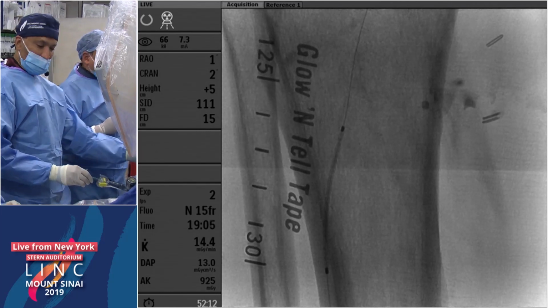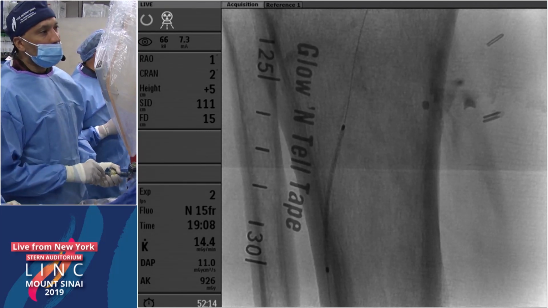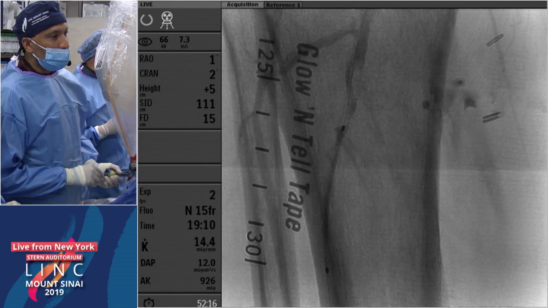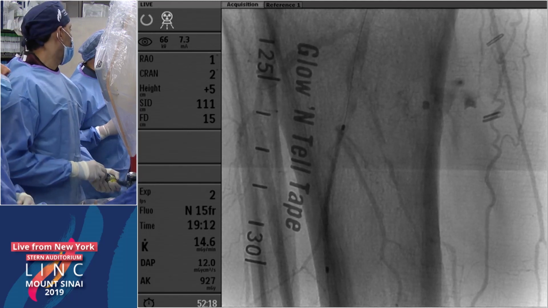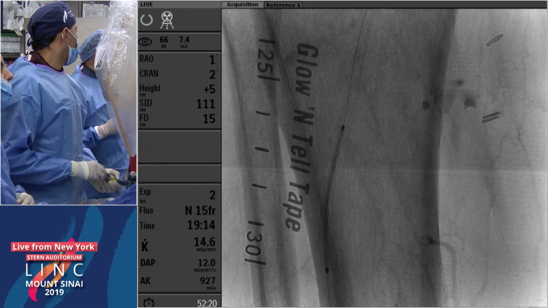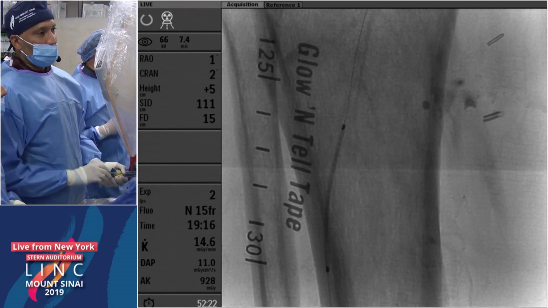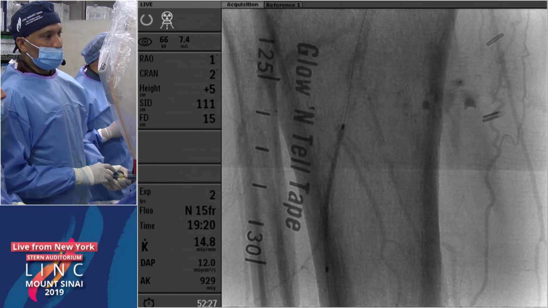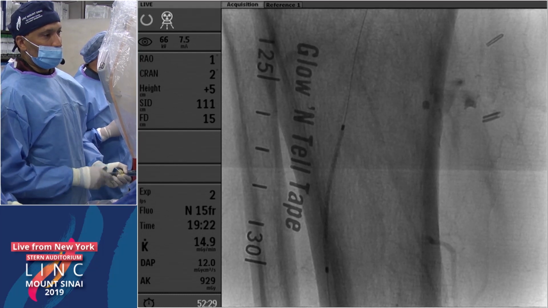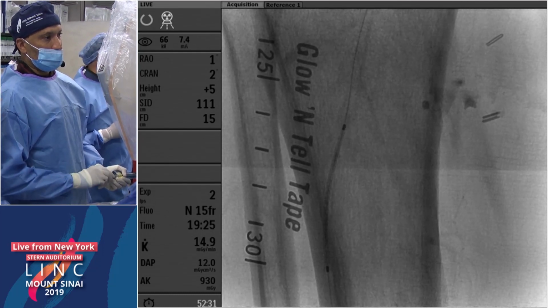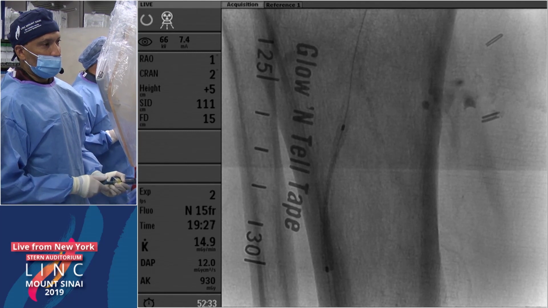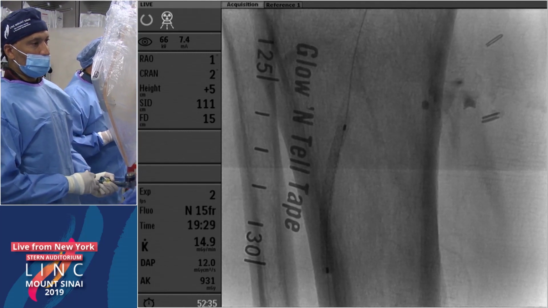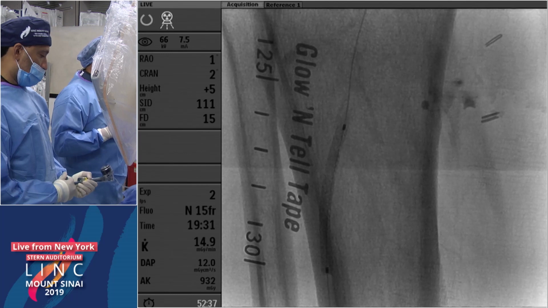So, I mean, I don't know how many of you use DES below the knee, or is there one DES better than the other that you like? And that's kind of the question. So we ballooned this with a 3 millimeter, and we're using a 3.0 by 38 DES. We don't want to jail the anterior tibial off, and so we're just going to go up now with the DES. Is there any particular DES you guys use more than the other, or do you find they're all the same, or would you even put a drug-eluting stent here?